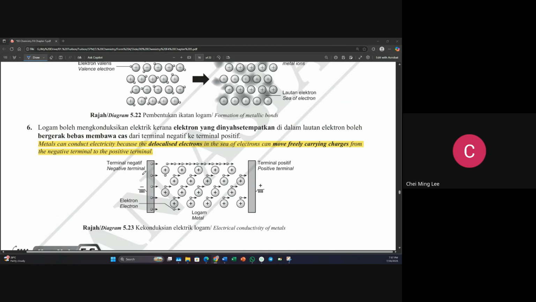So this is how the movement of electrons goes, from the negative terminal to the positive terminal. Along the way, they pass through the metal atoms. This is why, like I said, the electron is not really affected by the position of the atom itself. They move freely.